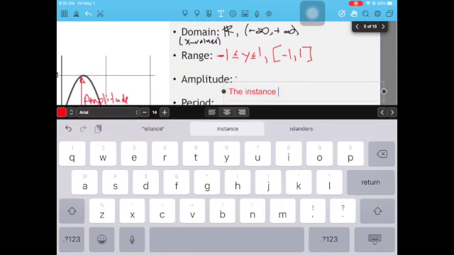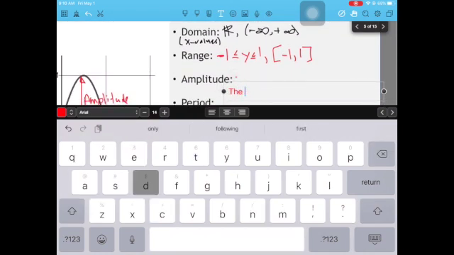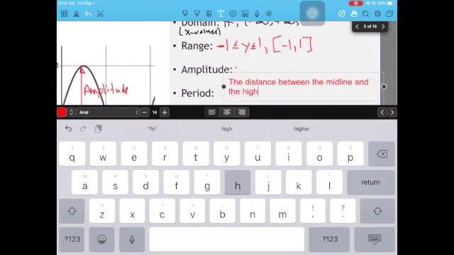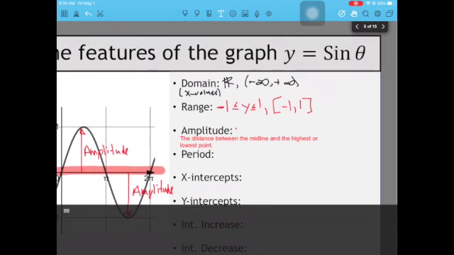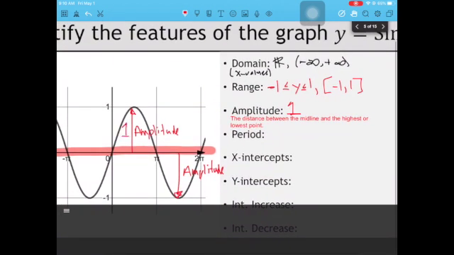So it's the distance between the midline and the highest or lowest point. Okay. Perfect. So that's going to be your definition of the amplitude. And in this case, the amplitude is just going to be 1. Our amplitude is just 1 here. It's a distance of 1 unit. Okay. Next thing is the period.